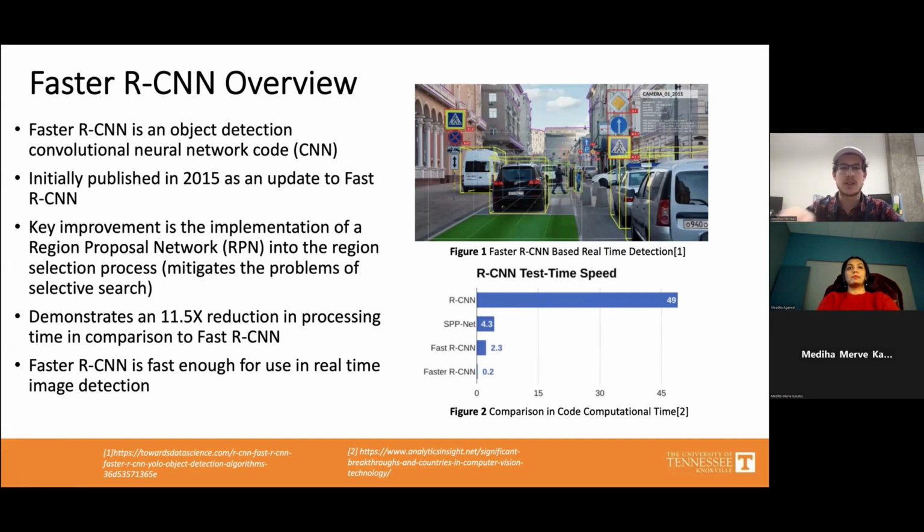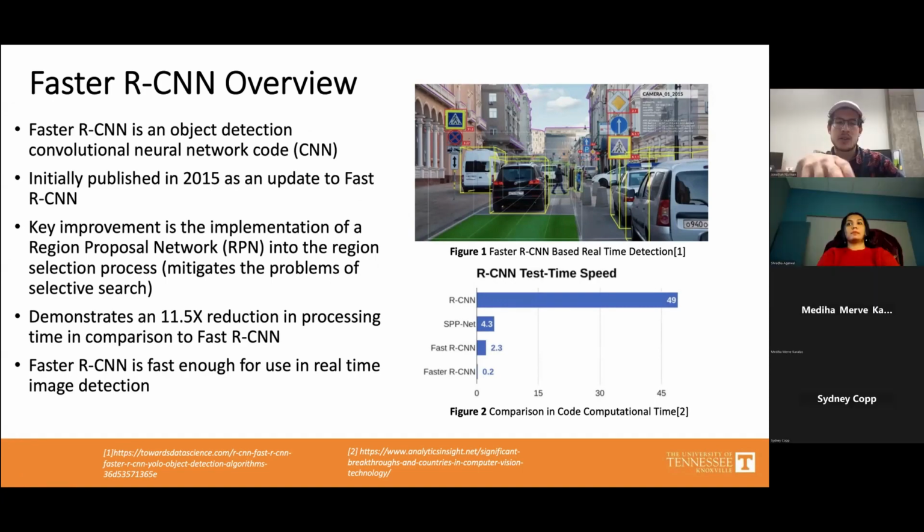an update to RCNN. The key differentiating factor between RCNN and fast RCNN is the implementation of something called the region proposal network into the region selection process. This was done in order to mitigate the problems of the previous algorithm called selective search. I'm going to talk about this in a lot more detail later. This is just a bit of a high-level overview.